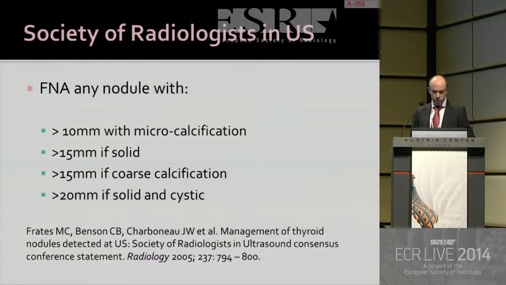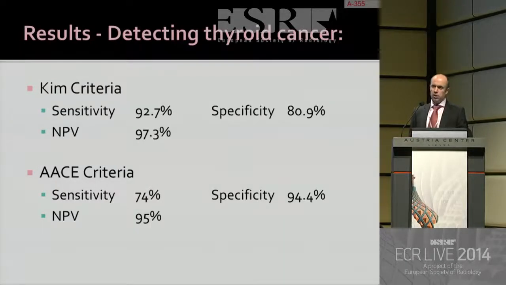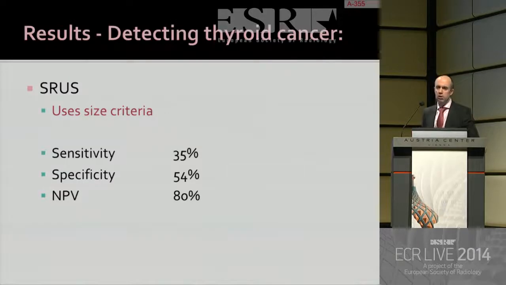So if we look at the results in detecting thyroid cancer, if we start with the KIM criteria, this was the most sensitive. Sensitivity almost 93% for detecting thyroid cancer, whereas the American Association of Clinical Endocrinologists was most specific, just over 94% specificity. But these both have very good negative predictive values. If none of those 4 features are present, the likelihood of there being underlying thyroid cancer is low. The Society of Radiologists in Ultrasound, however, which is more size-based criteria, had much lower sensitivity and specificity, and importantly, a much lower negative predictive value.